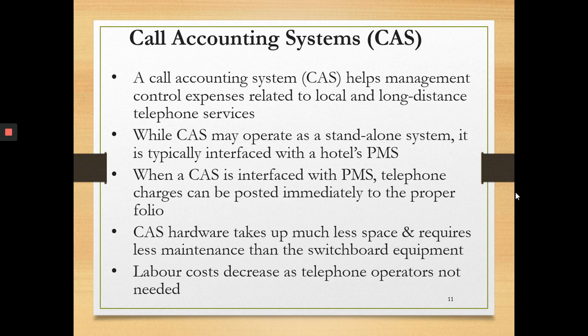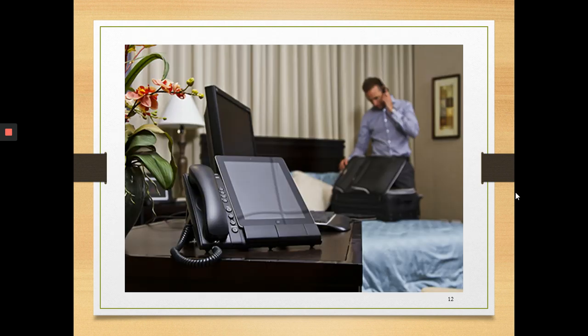The labor costs decrease as telephone operators are not needed. This means that whenever the guest wants to make an outside call, they can do it by themselves, with no need to go through the telephone operator, and all the call charges will be posted automatically to their folio. This is an example of a telephone placed inside the guest's room, which they can use to make calls outside, and the call charges will appear at the guest accounting module in their folio.